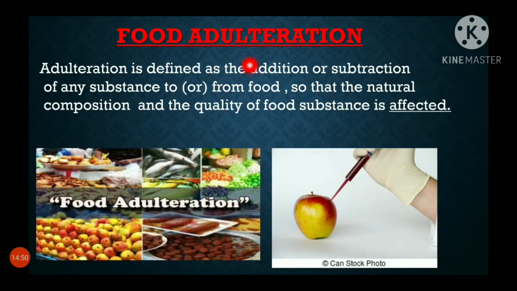Food adulteration. This is the most important topic of the lesson. Adulteration is defined as the addition or subtraction of any substance to or from food, so that the natural composition and the quality of the food substance is affected. Please listen carefully. Food adulteration means adding another material into the food, or subtracting, by removing some content of the food.